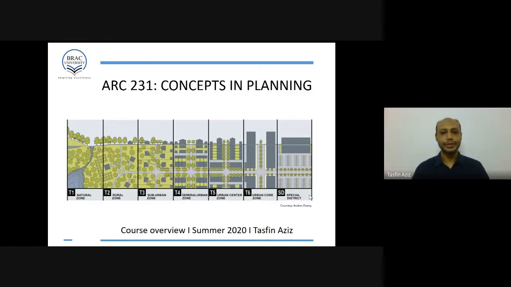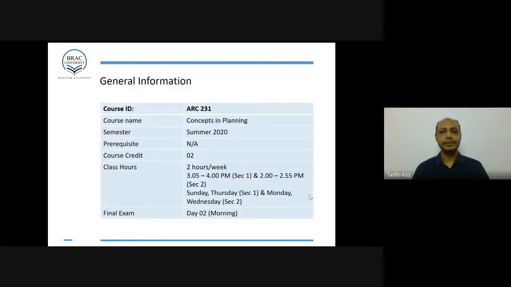I would like to introduce you to the course design. This is a 2 credit hour course, so you will have to take 2 classes in a week. This course has been designed in 2 sections. The first section will be conducted on Sunday and Thursday, and the second section will be conducted on Monday and Wednesday. And the final exam for this course is designed for day 2 morning.